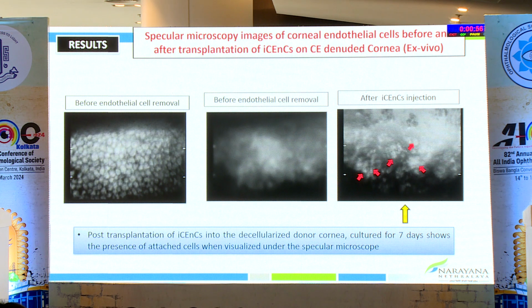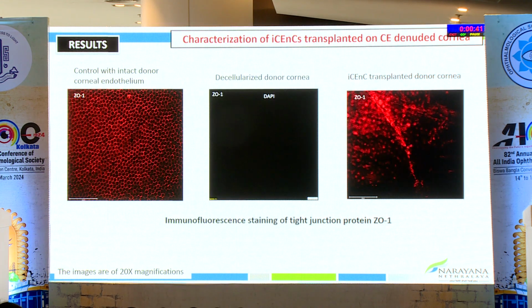These are the specular microscopy images of these cells before endothelial cell removal. After endothelial cell removal, you can see no cells visible there. And after the cell injection, you can see that the cells have started adhering. They will be visible only if they adhere. Otherwise, it would not be visible.